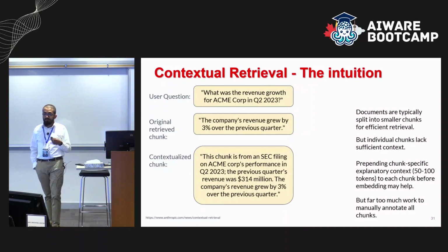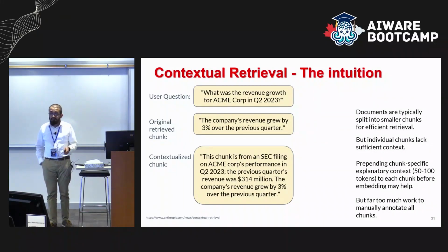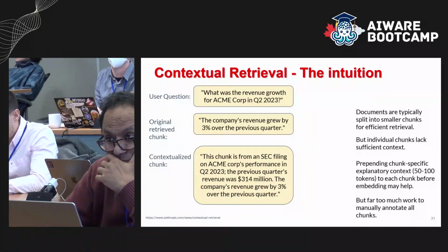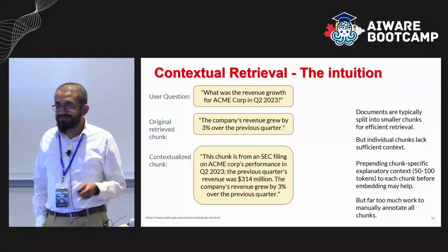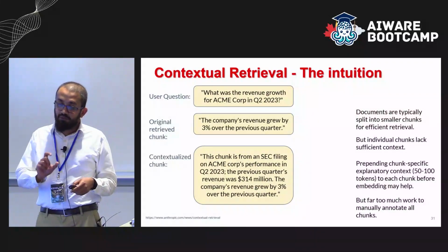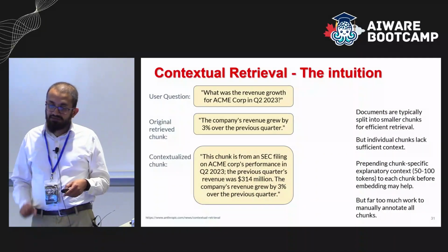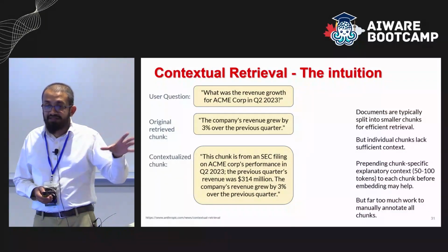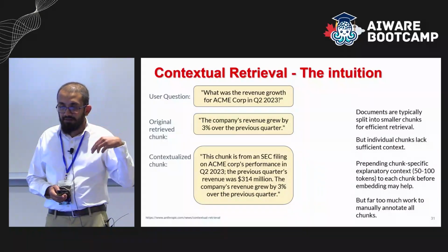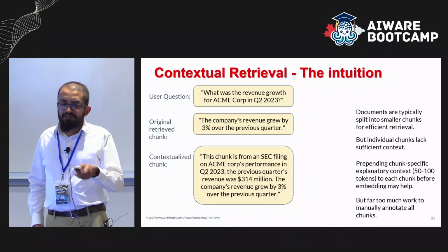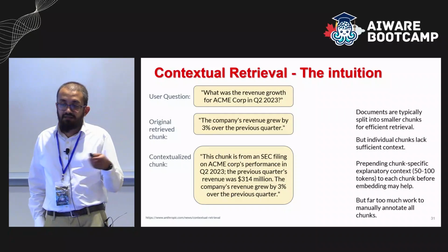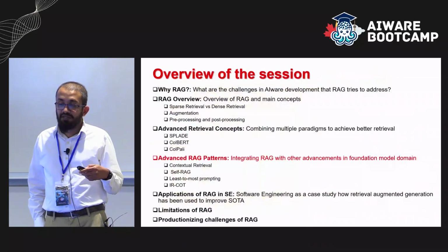So I'm going to explain the technique called contextual retrieval. This is a very simple idea that was recently popularized by Anthropic. So the idea here is, the user's question is about this particular corporation, but due to the way that we had broken the text into chunks and created embeddings for them, this retrieved chunk doesn't have any information about this particular corporation. It just says the company's revenue grew by blah. It doesn't say which company.